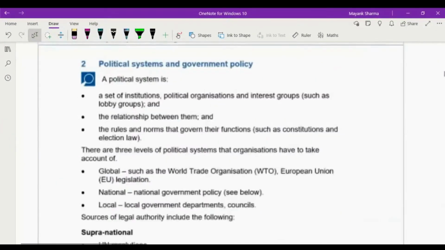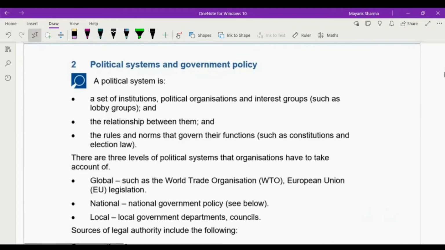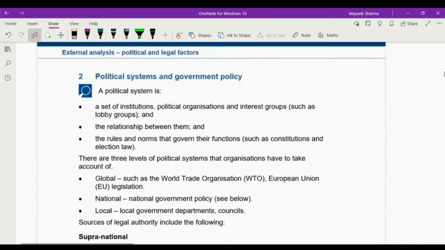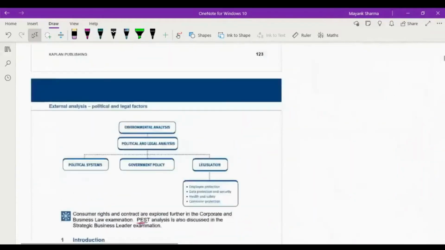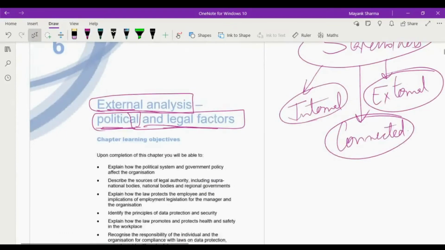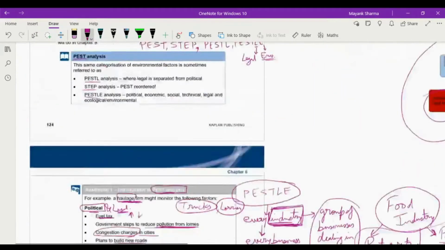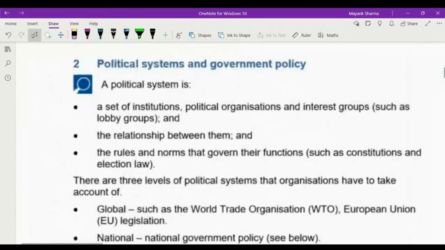Okay. Now let's talk about political systems and government policy. This is something for which we have to study this chapter. So until now we just took an introduction of how the external environmental factors impact the business, but this chapter is all about political and legal factors. So whatever we are going to study now is related to government and its policy. So, political systems and government policy.